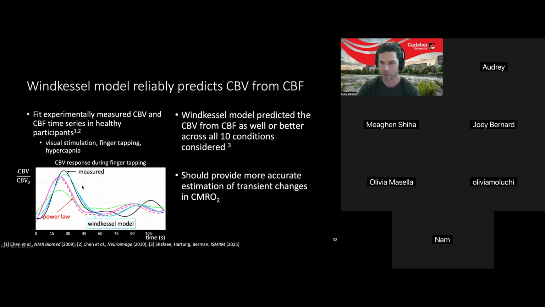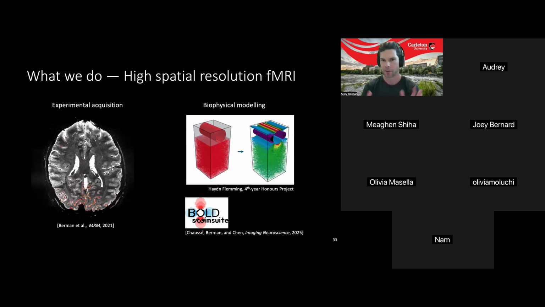And so this was just one example of the tasks we looked at. We did 10 different conditions. We compared 10 different sets of tasks and conditions. And in all cases, this Windkessel model performed as well or better than all of the other models we looked at. And in the end, this should provide a much more accurate estimation of any transient changes in oxygen metabolism we want to measure. So we don't have to use this simplified power law anymore. We can use a slightly more complicated Windkessel model, but still get equal or better estimates of metabolism. Okay, so that's kind of more in-depth.